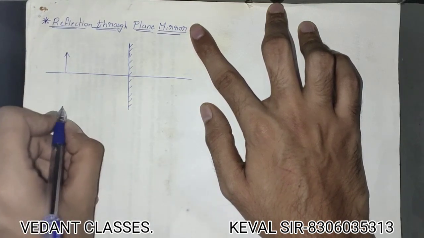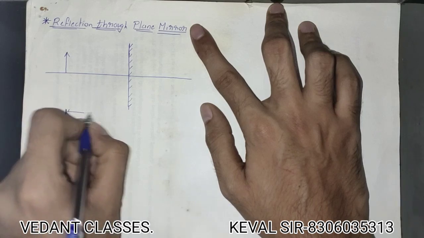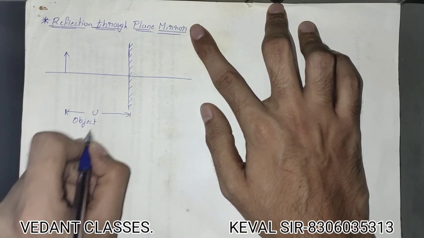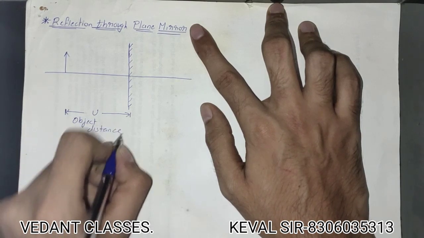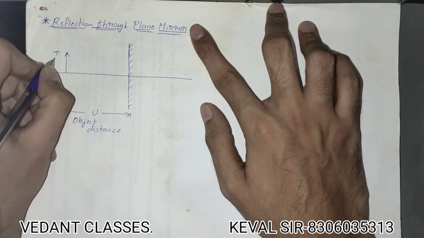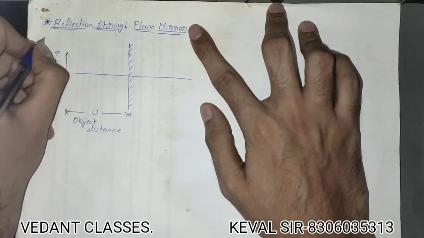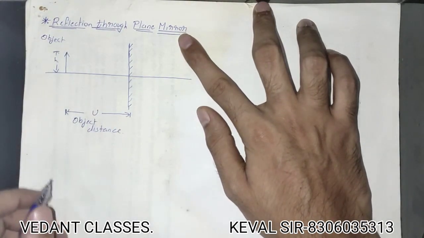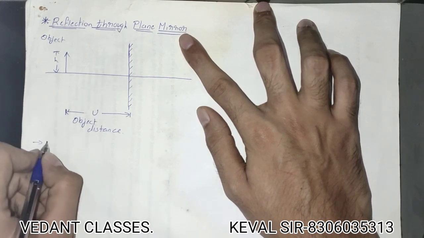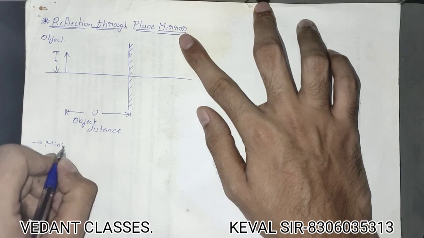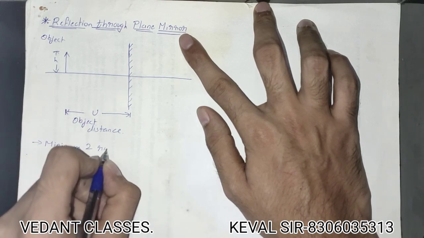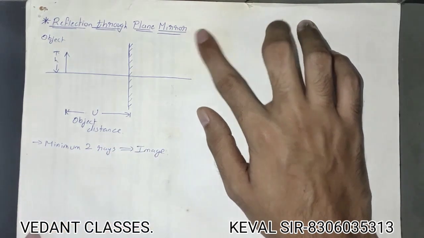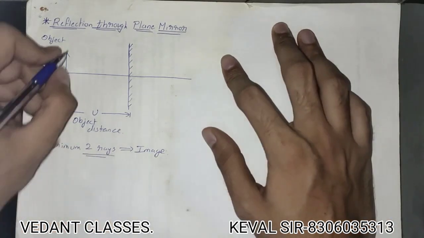Now see, the distance of object from the mirror, it is denoted as u. So this distance is known as object distance. Okay, and here let's consider h, that is called height of object. So this is our object placed in front of plane mirror. Okay, now we need minimum of 2 rays to locate an image. Minimum 2 rays to get image. Okay, so as we require minimum of 2 rays, let's consider this point.